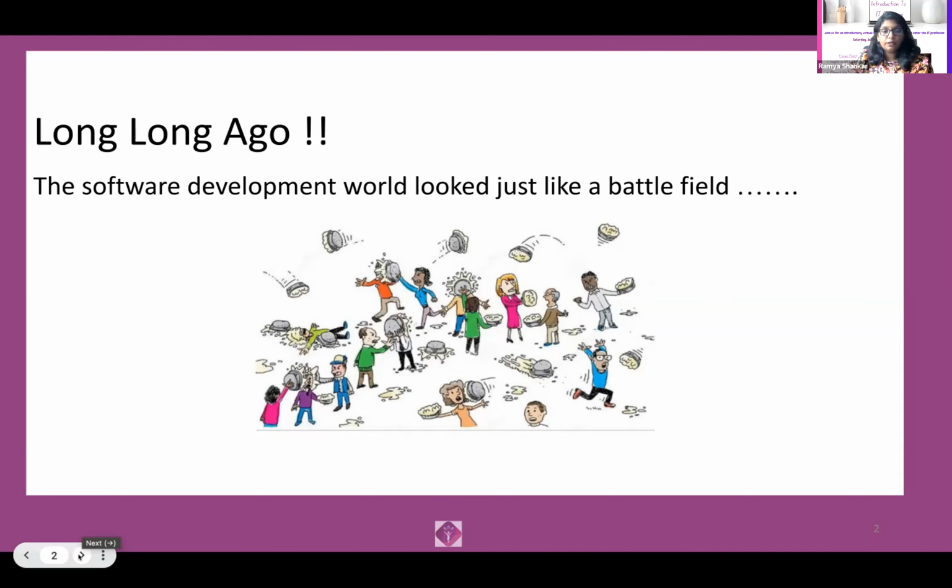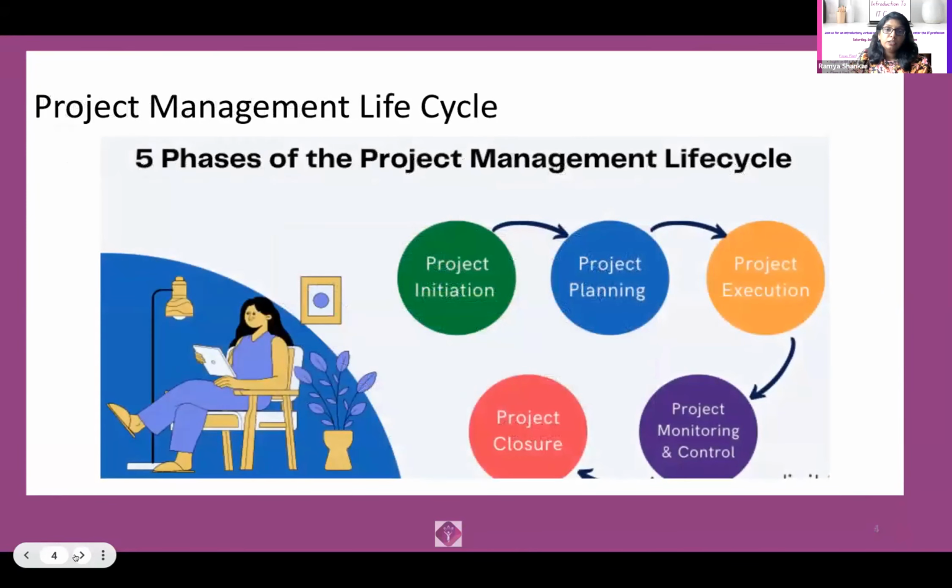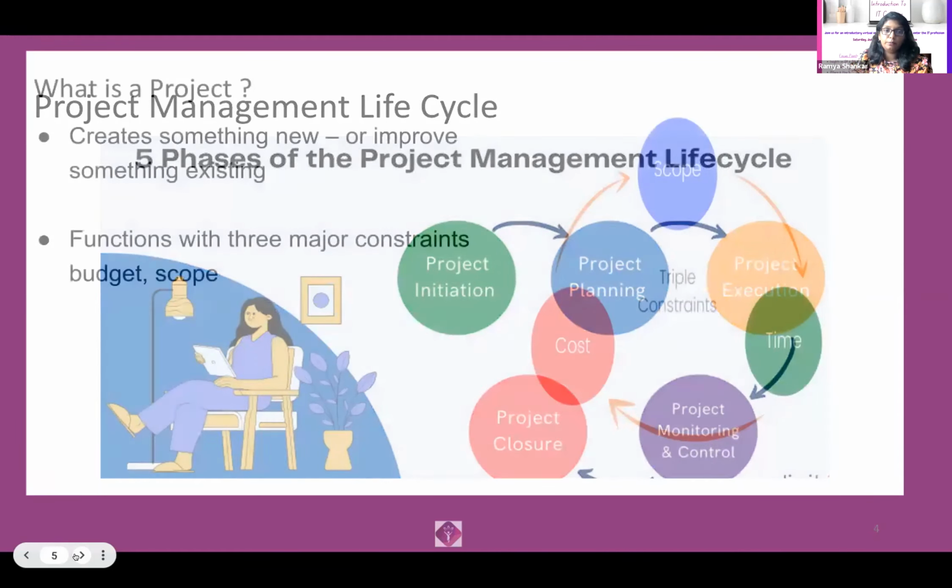So things were very unproductive, and people were trying to resolve everything in chaos, and conflicts were rising up and down. In order to mitigate all this, there came a system wherein they were trying to evolve with a life cycle. The basis of the project management life cycle involves five important phases: project initiation, followed by project planning, then project execution, then project monitoring and control, which ends in project closure.